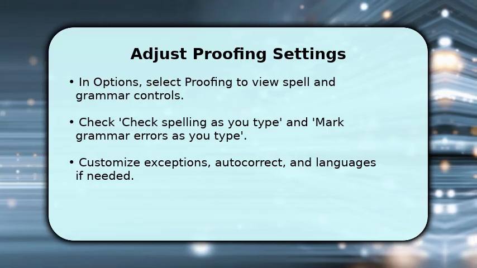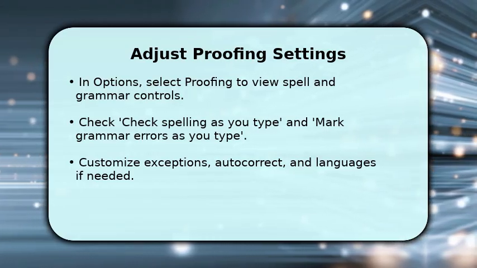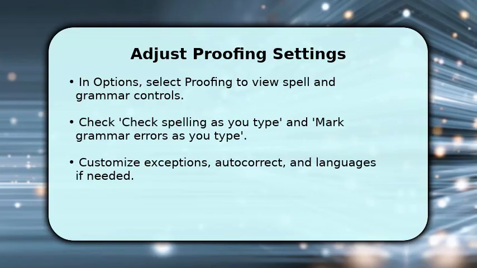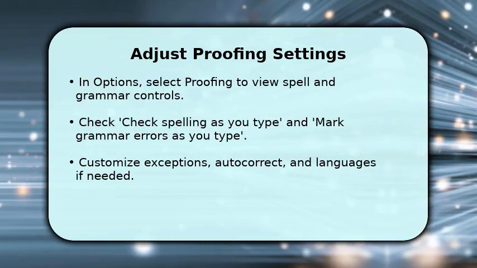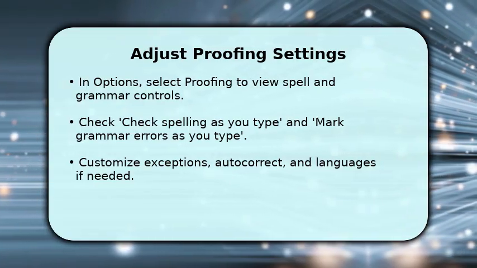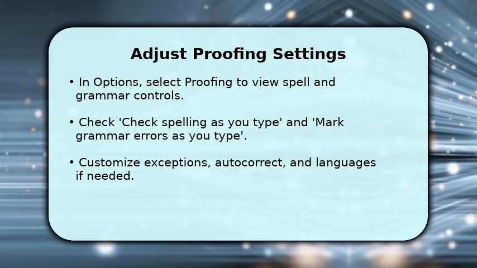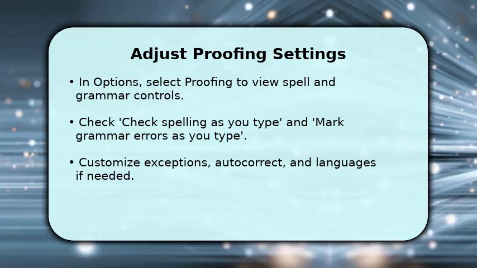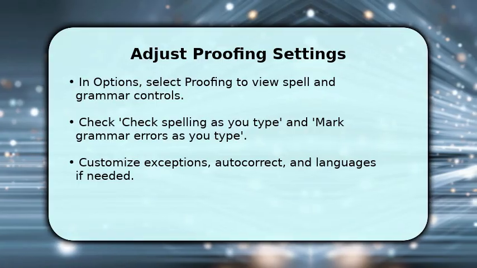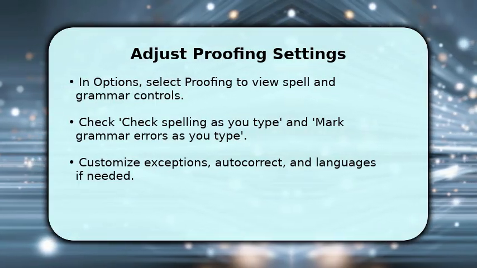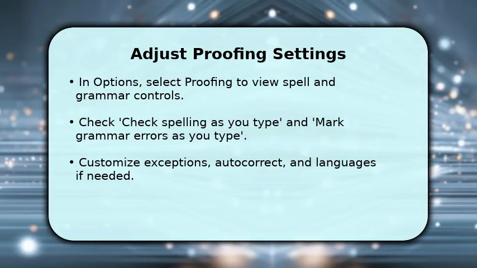Then enable Mark Grammar Errors as you type if you want grammar suggestions. Once those are on, click Auto Correct Options to add common fixes. This reduces repeated mistakes. Also look at language settings to confirm document language because spell check follows that. Make sure exceptions don't disable checks for the current document or style.